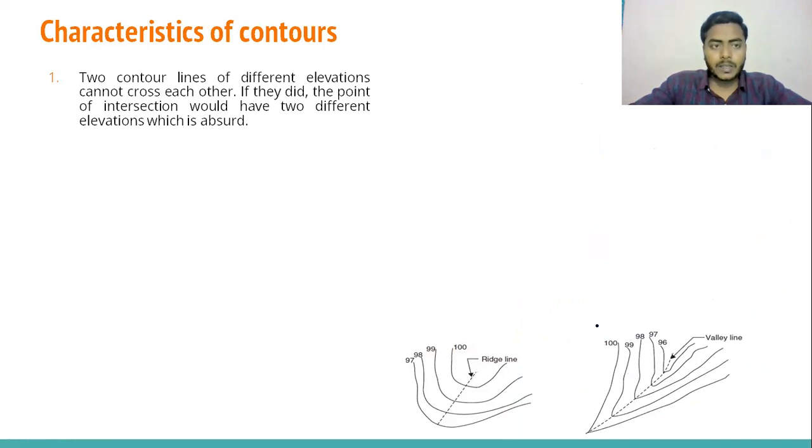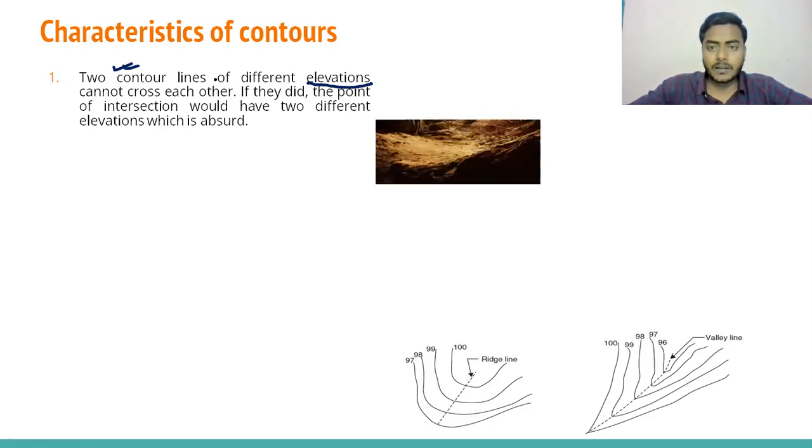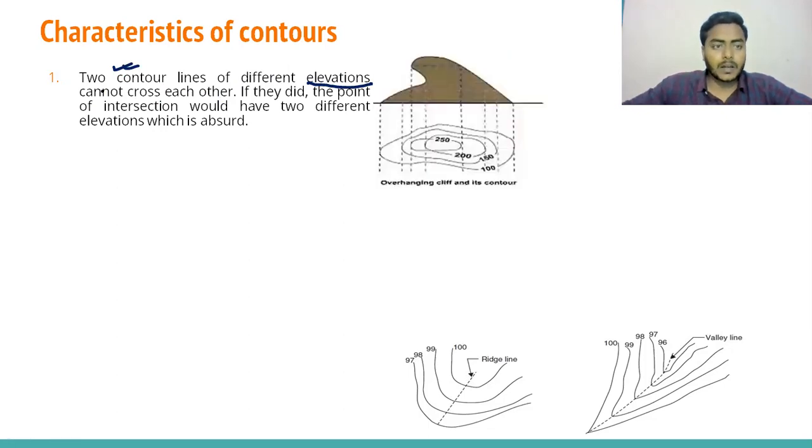Characteristics of contour. Two contour lines of different elevation cannot cross each other. You can see in the figure, they cannot cross each other. If they did, the point of intersection would have two different elevations, which is obscure.